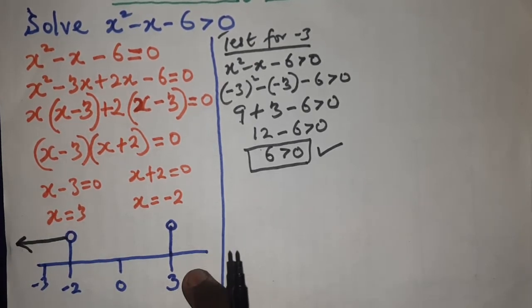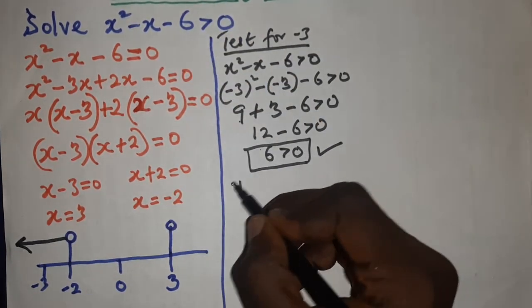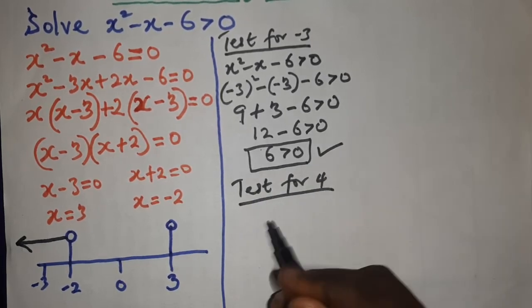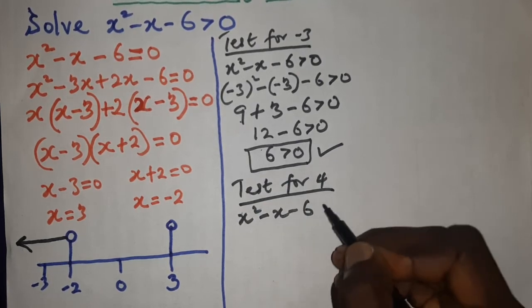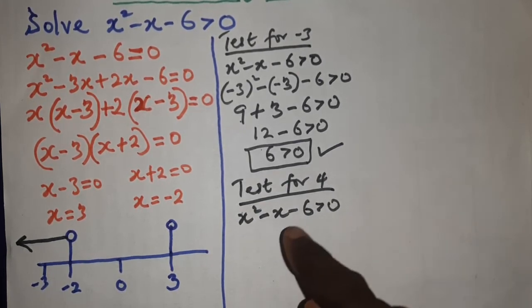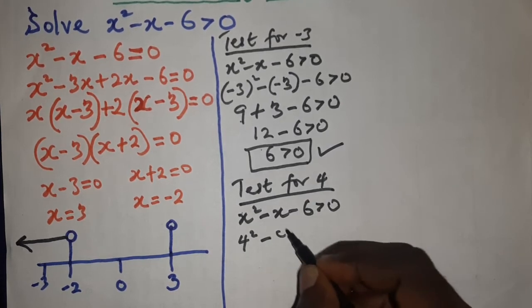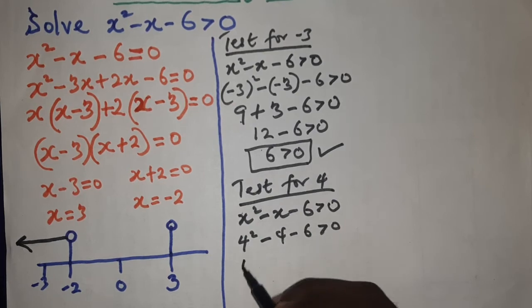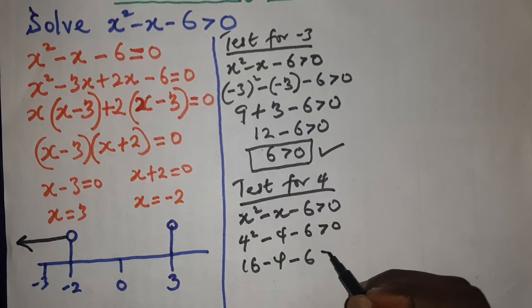So on this other side of the number line, I'm going to test 4 to see if it will make the inequality true. So test for 4. So write up my x squared minus x minus 6 is greater than 0. So anywhere there's x, I'm putting 4 there. So this one will be 4 squared minus 4 minus 6 is greater than 0. 4 squared is 16. So that's 16 minus 4 minus 6 is greater than 0.